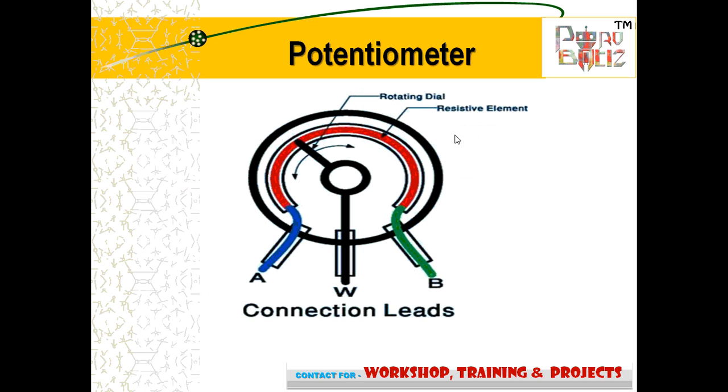Now I discuss the potentiometer. In this potentiometer, these are the rotating wheels. It has to rotate the element, and these are the resistive elements. This lead is the resistive element, and these three are the connecting leads that are connected to the rotating rail and the resistive element.